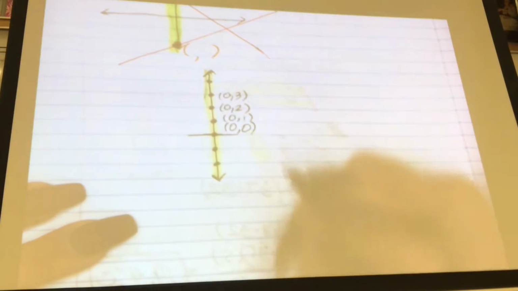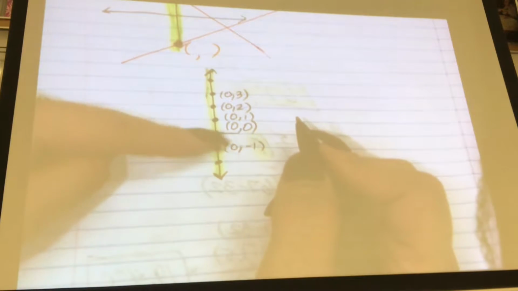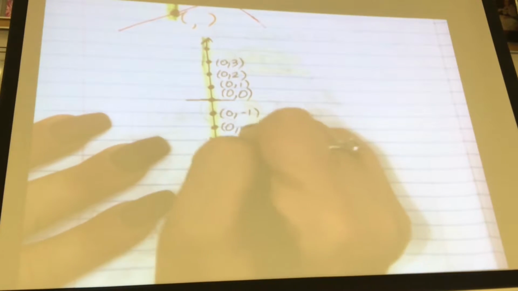Hannah, what's this one right here? 0, 1. Nicely done. Isaiah, what's this one right here? 0, 2. Jose, what's this one right here? I see a pattern. I don't know if you guys are starting to catch on. But let's do the negatives. Alana, what's this one right here? Yes, 0, -1. Look how she caught herself. Not -1, 0. 0, -1. Savannah, what's this one?